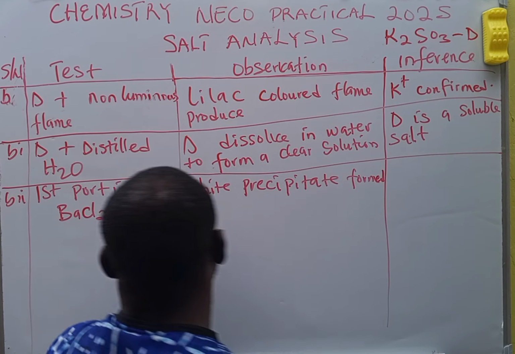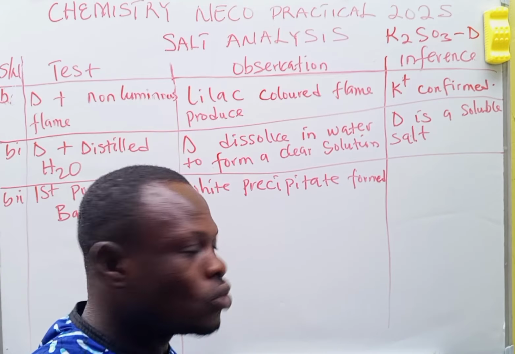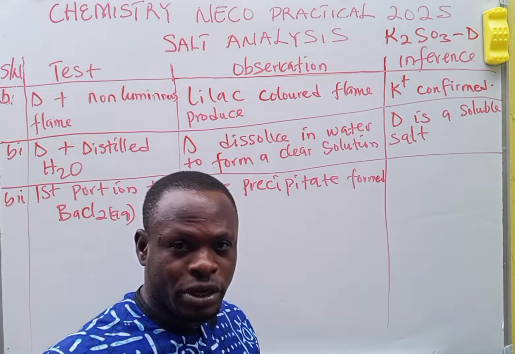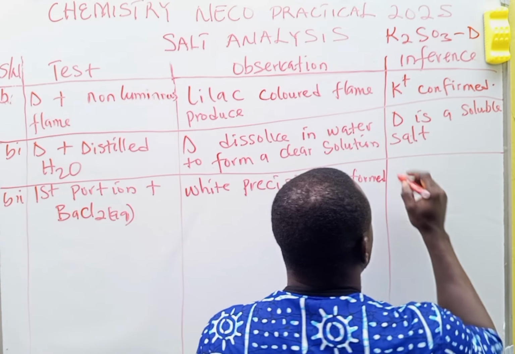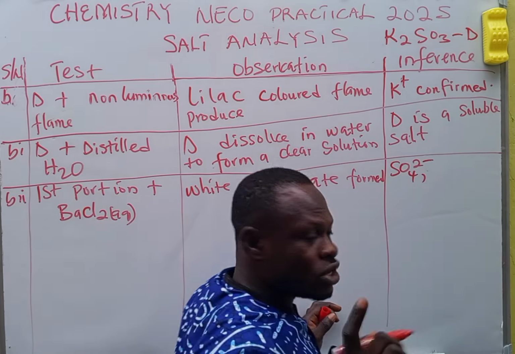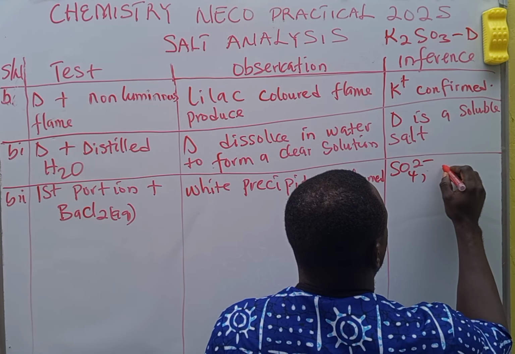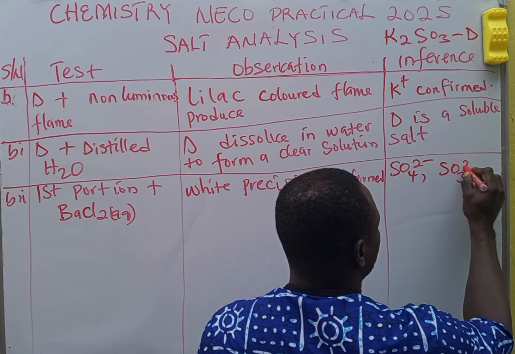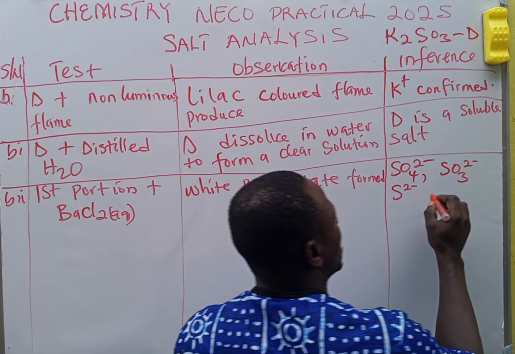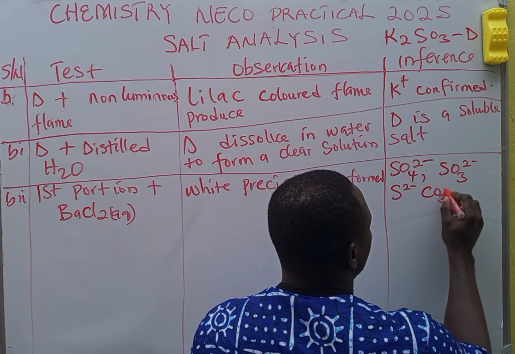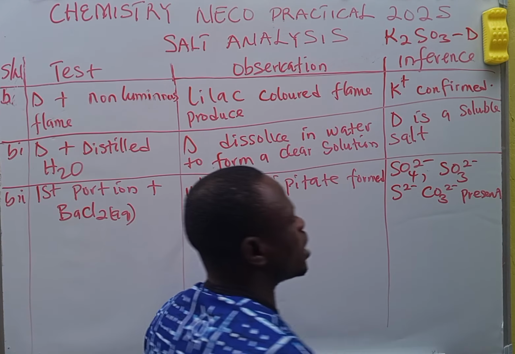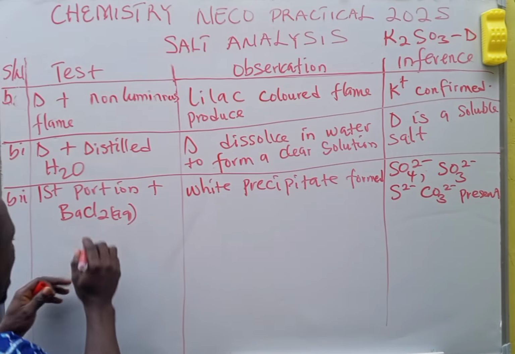All right. So since white precipitate is formed, what will your inference be? Which ions behave like this white precipitate? We have a lot of ions that behave like that. So you say sulfate ion behaves like that. We have SO3, which we are looking at, behave like that. We have S2- behave like that, and even carbonate. All these are present. Is that understood?